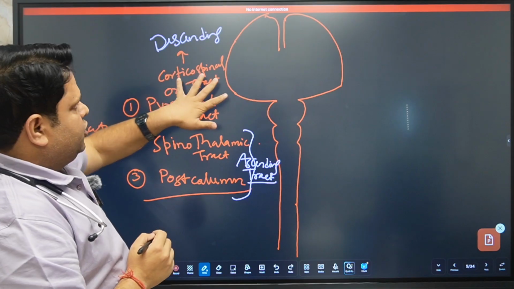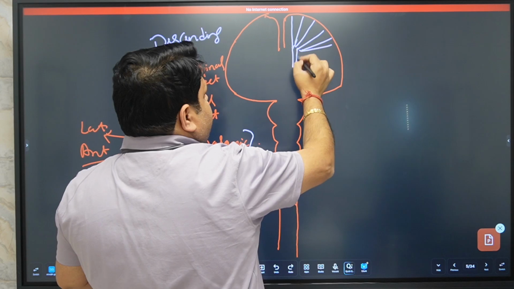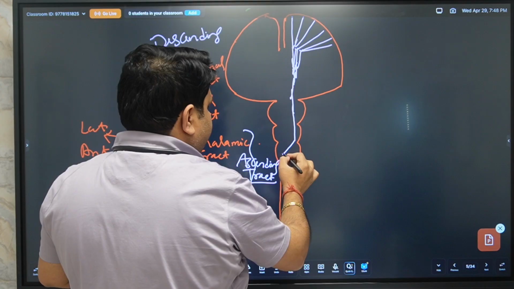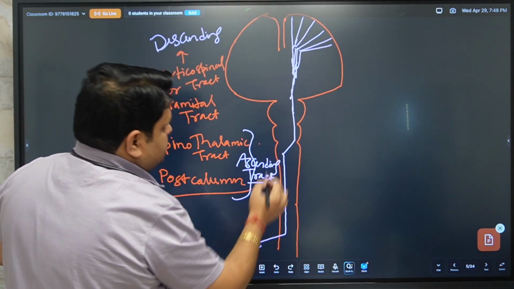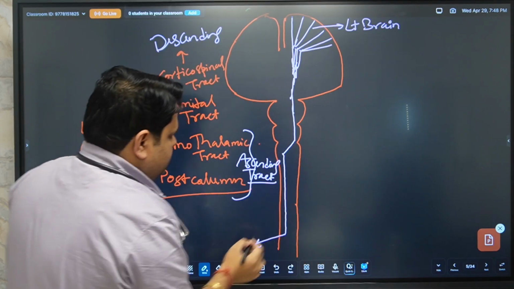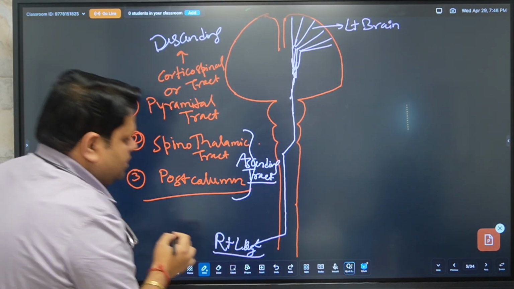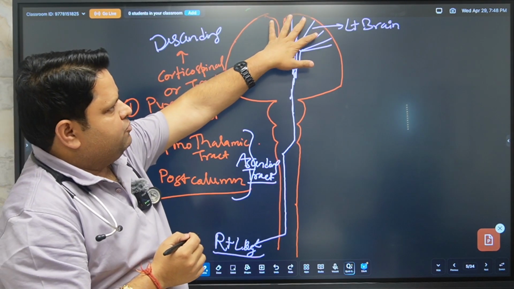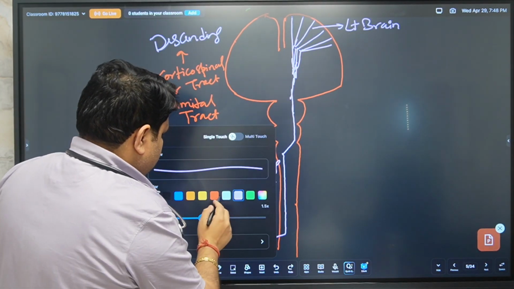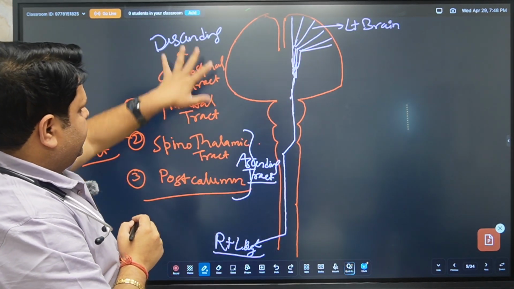So if we discuss further, the corticospinal tract arises from the cortex, descends through the corona radiata and internal capsule, and at the level of the medulla they decussate and give supply. If this is the left brain, this controls the right leg. If we discuss paraparesis, the left brain controls the right side of the leg. So this is the corticospinal tract, or descending tract.